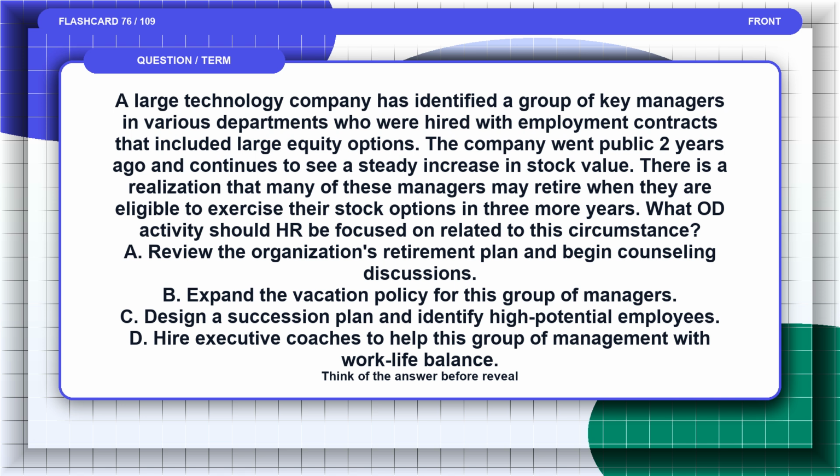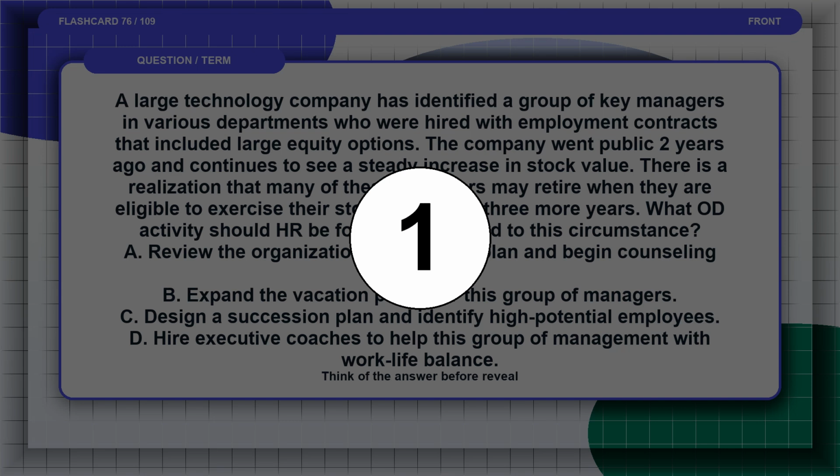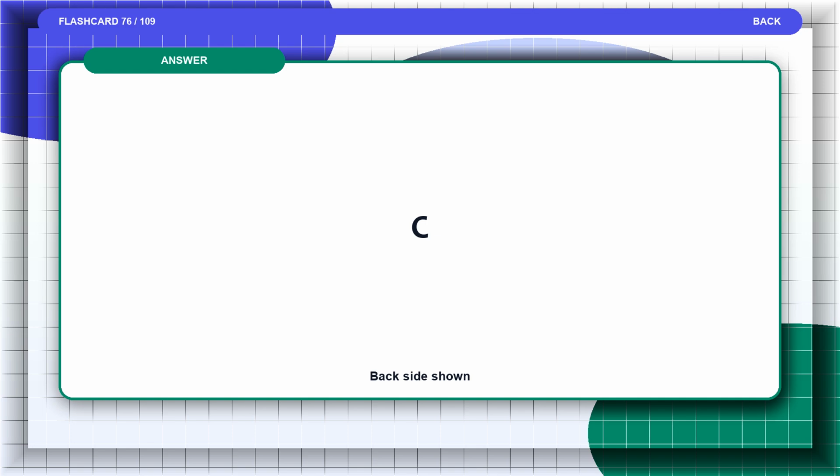A. Review the organization's retirement plan and begin counseling discussions. B. Expand the vacation policy for this group of managers. C. Design a succession plan and identify high potential employees. D. Hire executive coaches to help this group of management with work-life balance. Pause and think of the answer before the reveal. The answer is A.